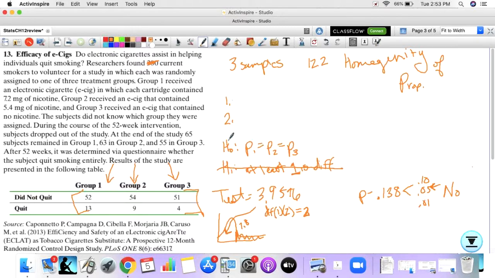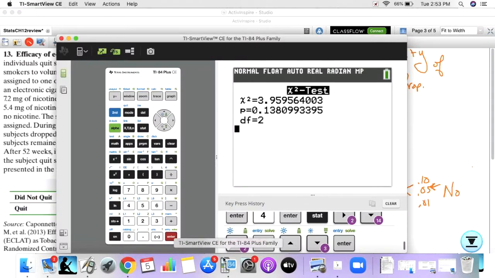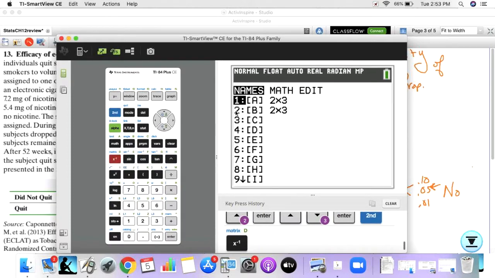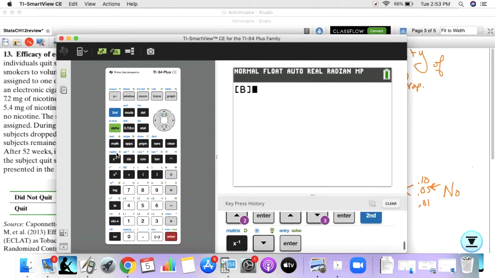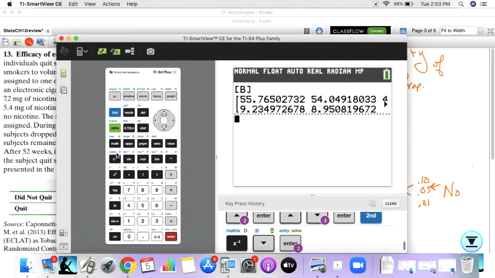Now we should go back and check number 1 and number 2. I'm going to show it to you this time, but the next time we do this test, we're not going to go back and double check. To make sure that all of your expected values are what they need to be, you go back into your matrix menu, go down to B, press enter, and then enter again, and that shows you your values in there.